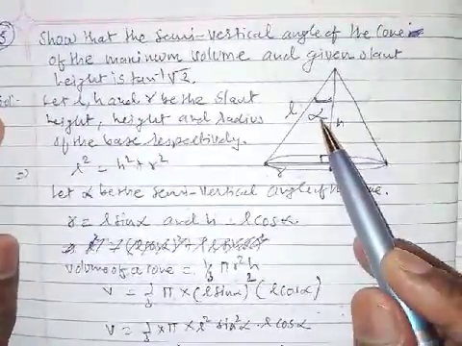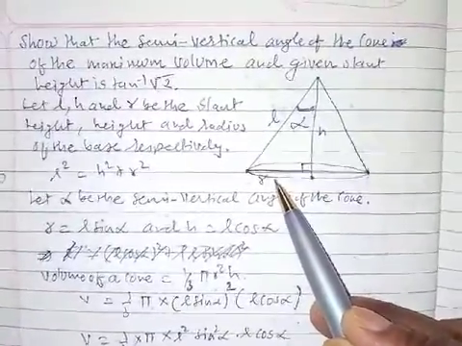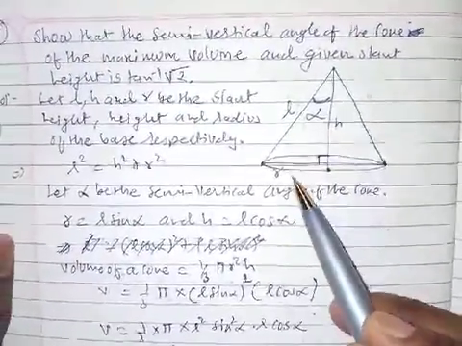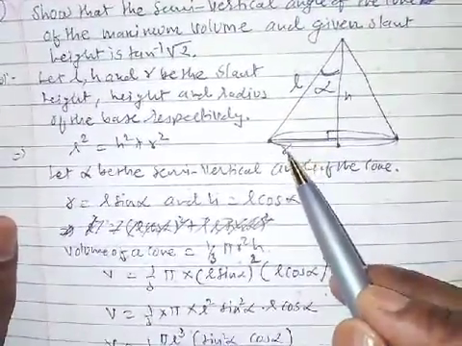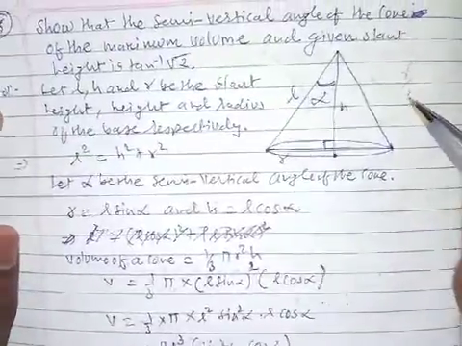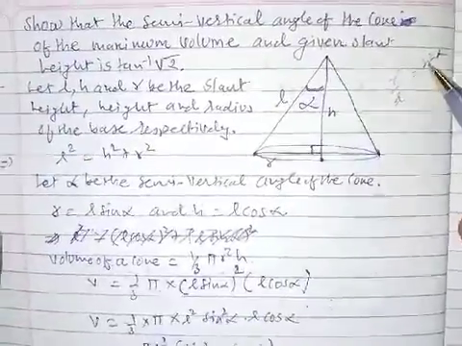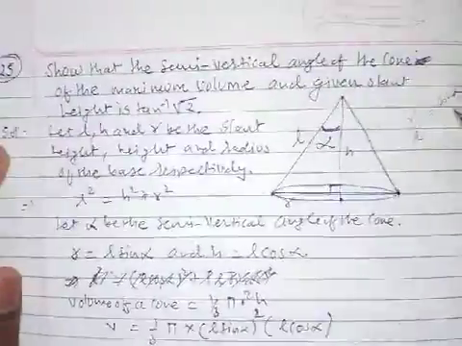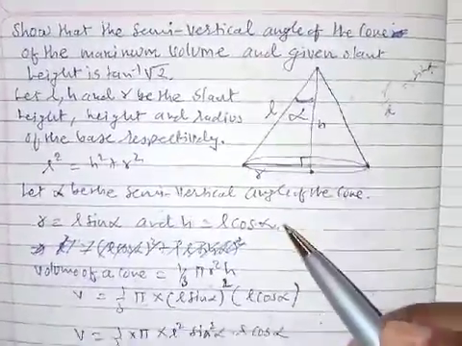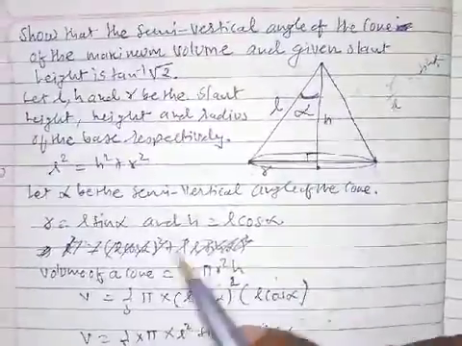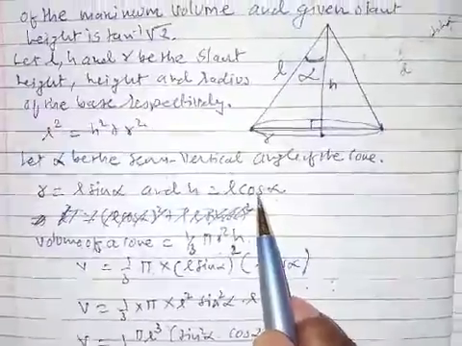Then what is the relation of R? Sine alpha will be R upon L. So R upon L is equal to sine alpha, so R will be equal to L sine alpha. The same way, what will be H? It will be L cos alpha. R and H are replaced by the same quantity L with the functions sine and cos.